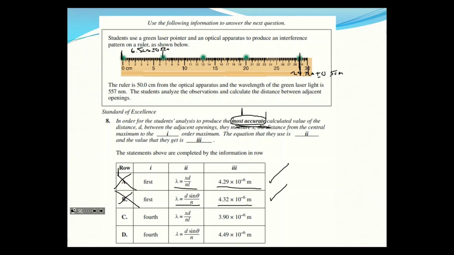And if we're measuring this far out, our angle is going to be way bigger than 10 degrees because this one was already at 7 degrees. So we need to use this formula, which makes this the correct answer. And you actually don't even need to calculate anything for that. You are going to get this answer if you plug in that. But this is the most accurate answer. So D is the only correct answer for this one.